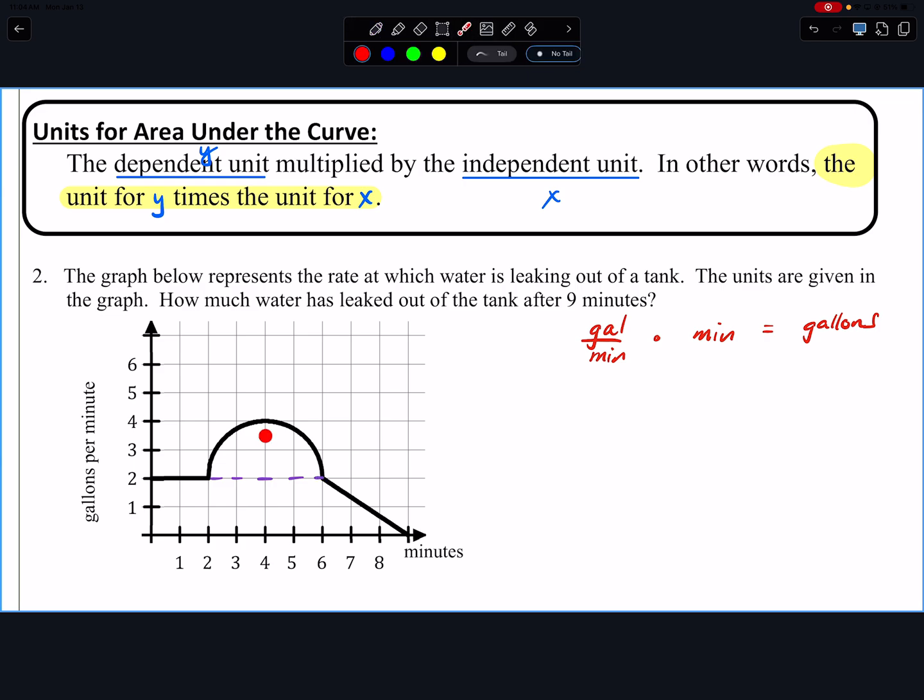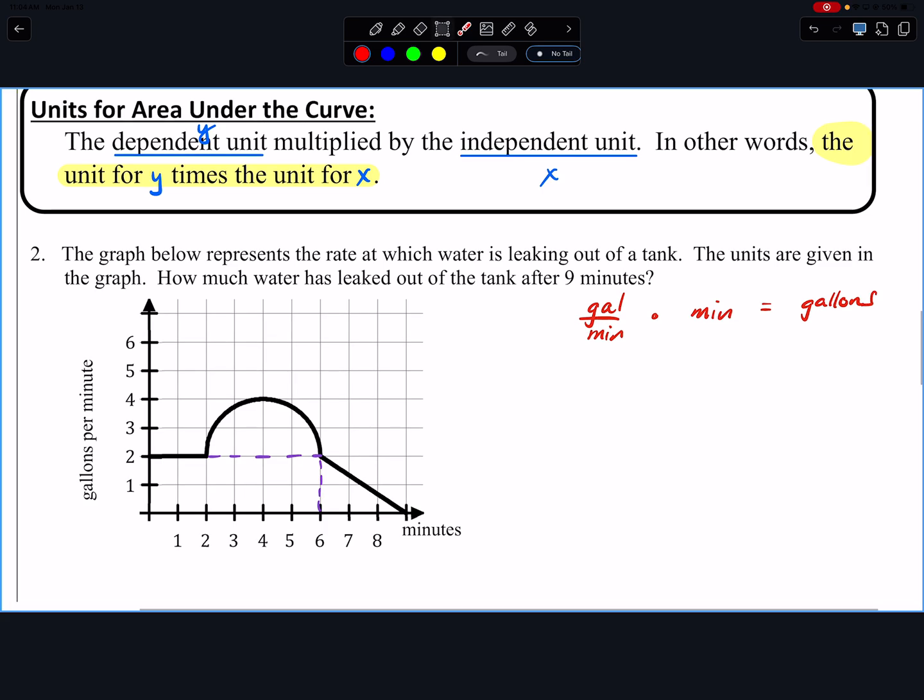I noticed right away this is a semicircle. Okay, from here to here, I could draw a line right here and that creates a rectangle. And then I have this triangle. Okay, is everybody cool with that? So I have my semicircle. I have my rectangle. And I have my triangle. Okay.